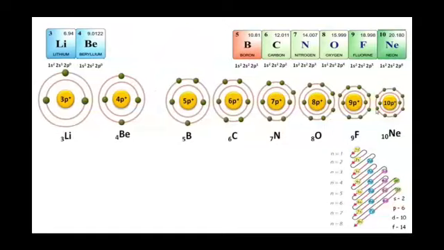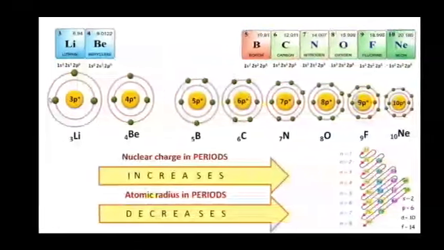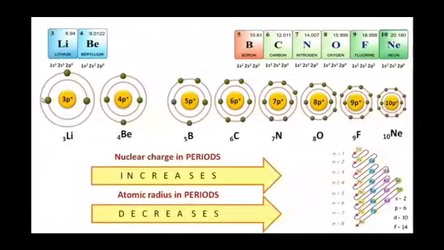So, when we move from left to right in the periodic table, atomic size decreases. And the reason is nuclear charge increases, and also electron addition takes place in the same second shell. Because of this, when we move from left to right in the periodic table, atomic size decreases.